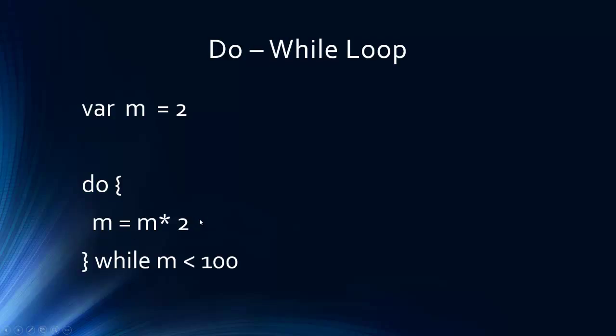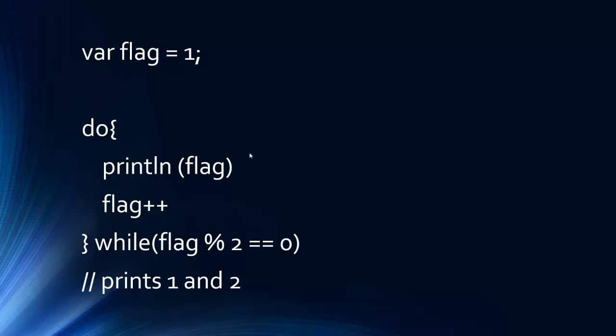So that's why people tend to stay away from do while loops. A do while loop always has to process at least once. So it's just do, and then what you want it to do in curly braces, and then the condition at the end. All right, here's another example. So while flag equals 1, do this. I would print flag, then I would add 1 to flag, and then while flag divided by 2 has a remainder equal to 0, I would run it again. So this would print 1 and 2. And then after that it would stop.